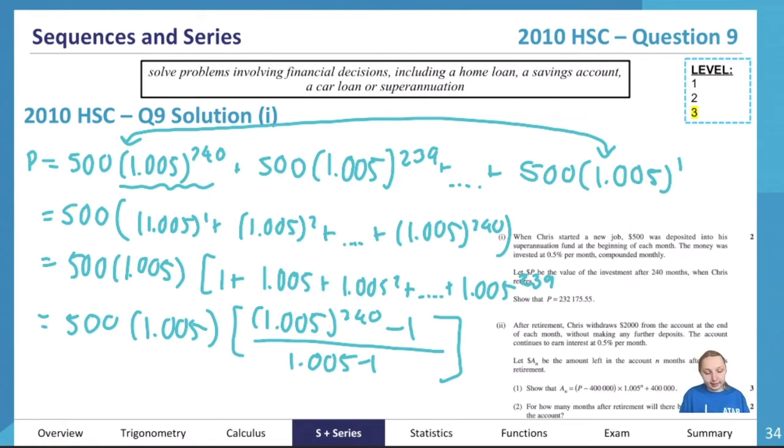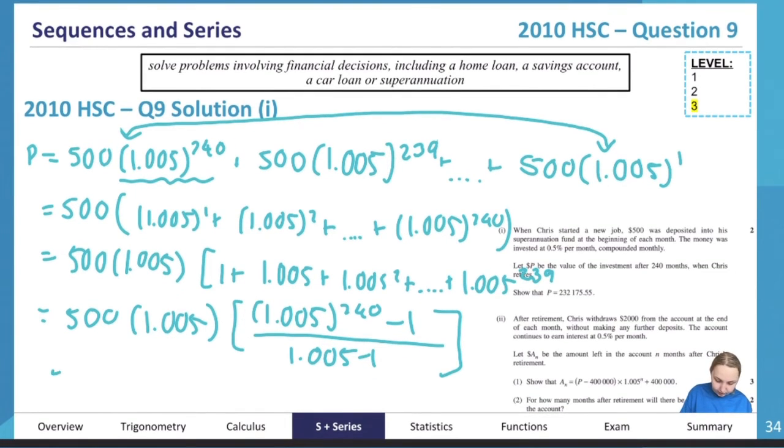Chuck that into your calculator, and hopefully it's going to give me 232,000. Cool. And then that spits out $232,175.55 when you round up the 5498. And that's what we would need to do to get the 2 marks for that first bit there.